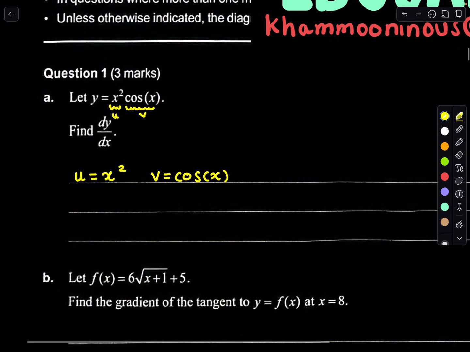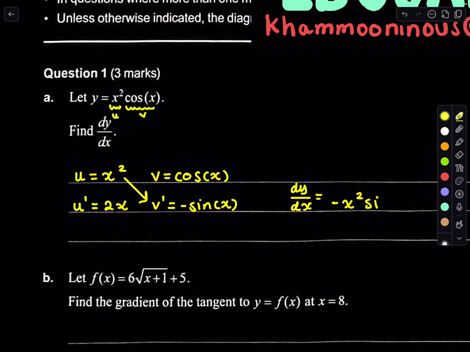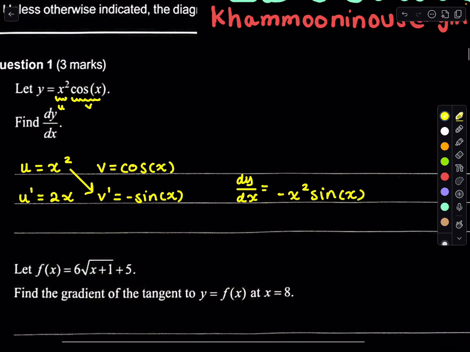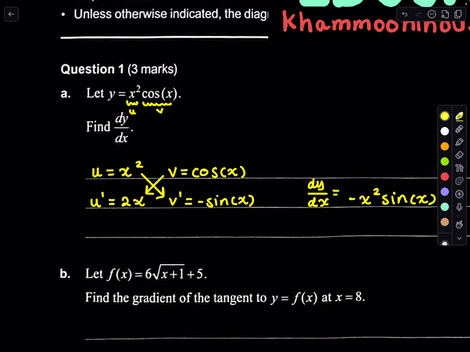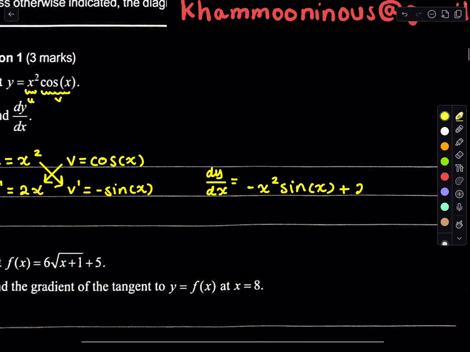Beautiful. And of course, you derive both of them. So what's u dash? It's 2x. v dash is negative sine x. Beautiful. And so the product rule, how it works is it's u times v dash. So these two get multiplied first. So dy/dx equals, these two multiplied first, which is just going to give us negative x squared sine x. Remember, plus, so product rule says plus, v times u dash, these two multiplied, which gives us 2x cos x.